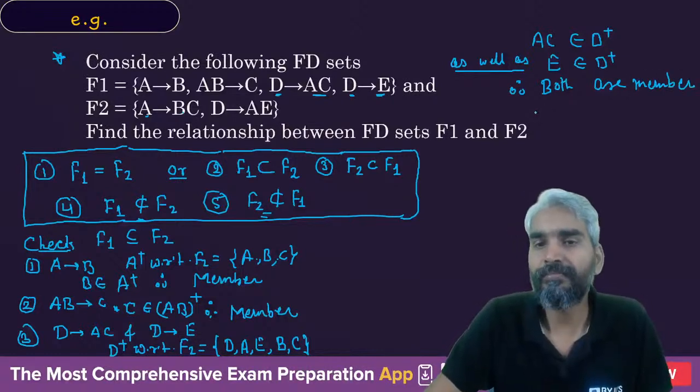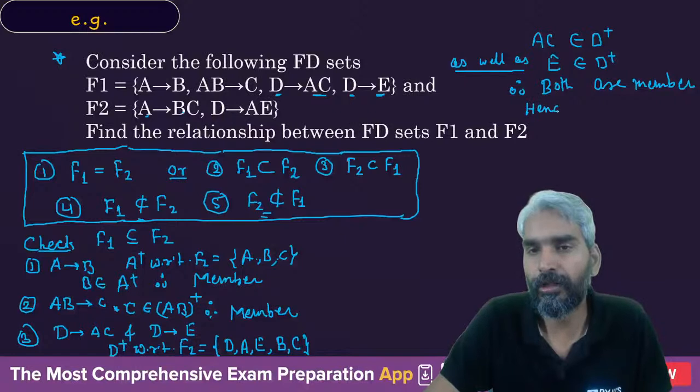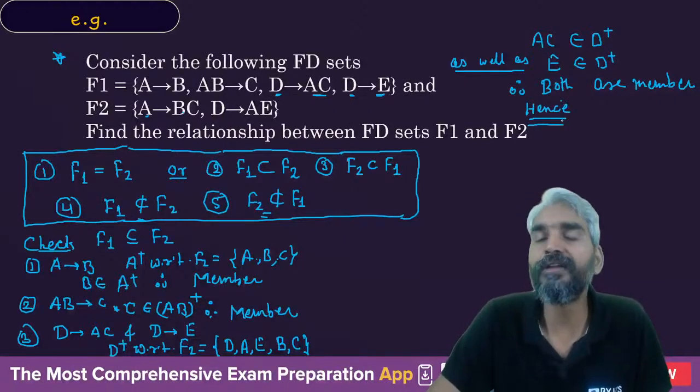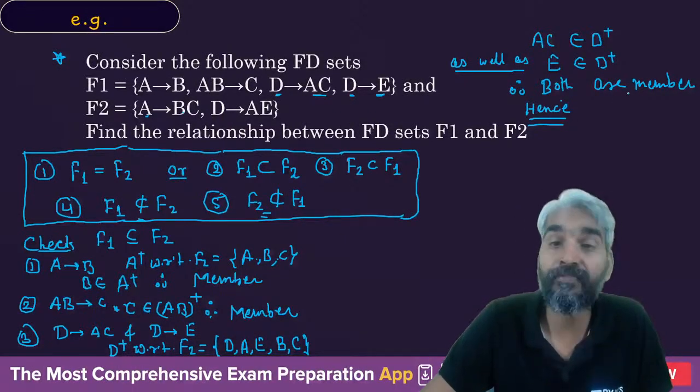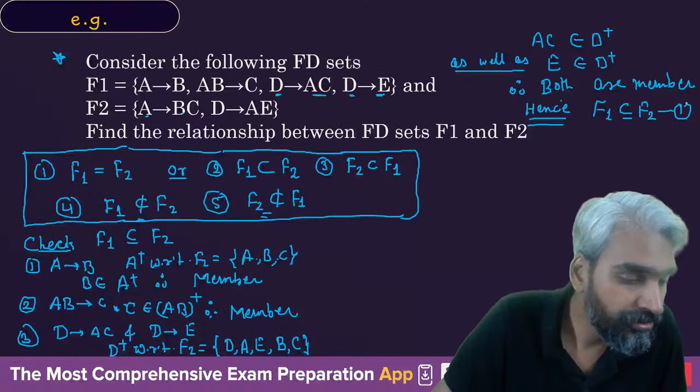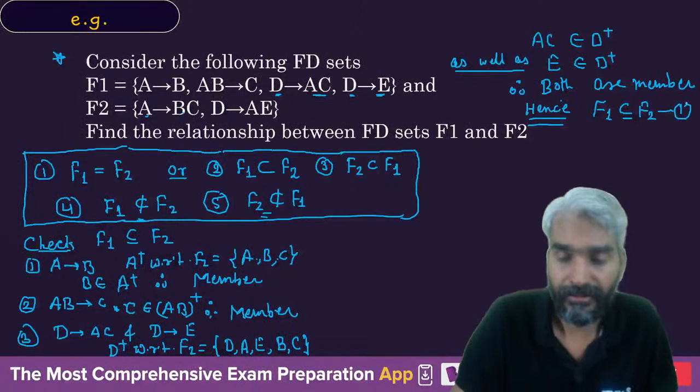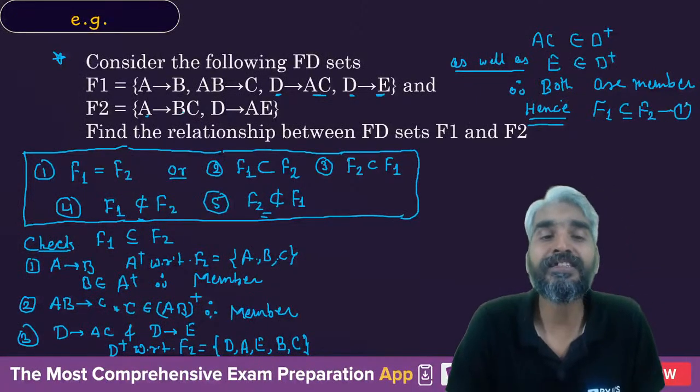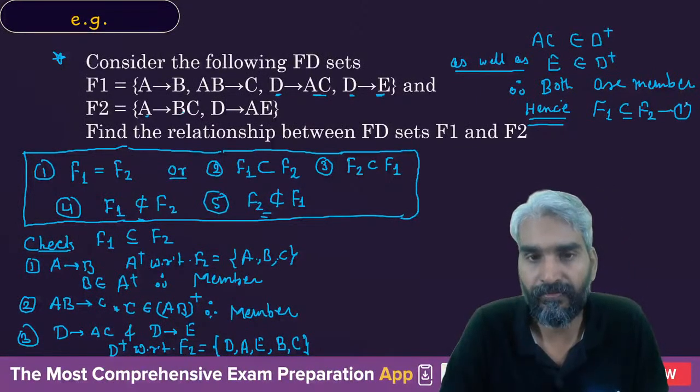At this point of time, hence, if all the FDs of F1 are members of F2, therefore we can say F1 is a subset or equal to F2. This is your equation 1. Now, let's check whether F2 is a subset of F1 or not.